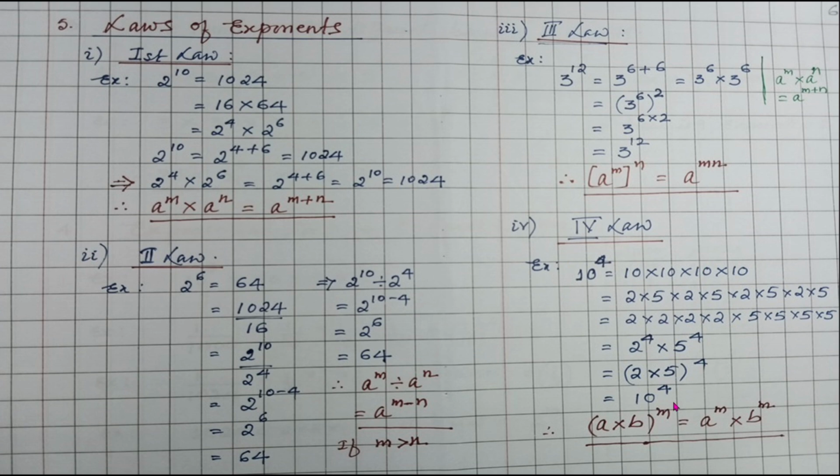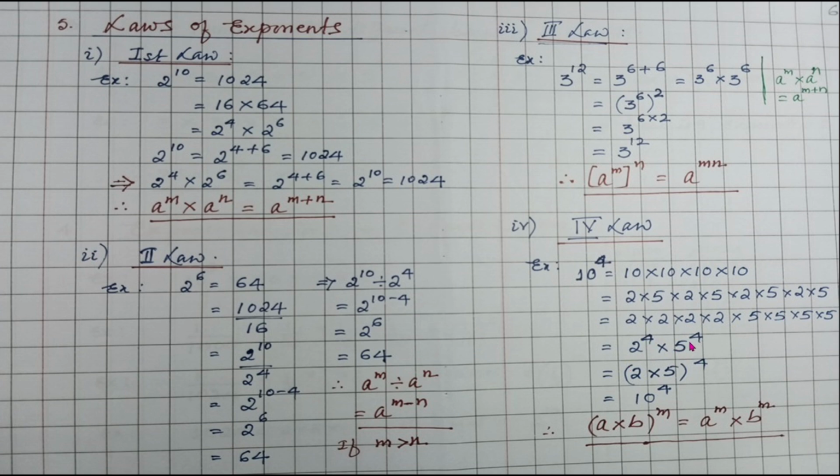Now the next important law is a into b raised to m is equal to a raised to m into b raised to m. That means the product raised to any power is equal to the product of the powers of the individual numbers. That means if I have 10 raised to 4, 10 raised to 4 is 10 into 10 into 10 into 10. The prime factors are 2 into 5, 2 into 5, 2 into 5, 2 into 5. That means 2 is multiplied 4 times, 5 is multiplied 4 times. That means 2 multiplied 4 times is 2 raised to 4, and 5 is multiplied 4 times, therefore it is 5 raised to 4.